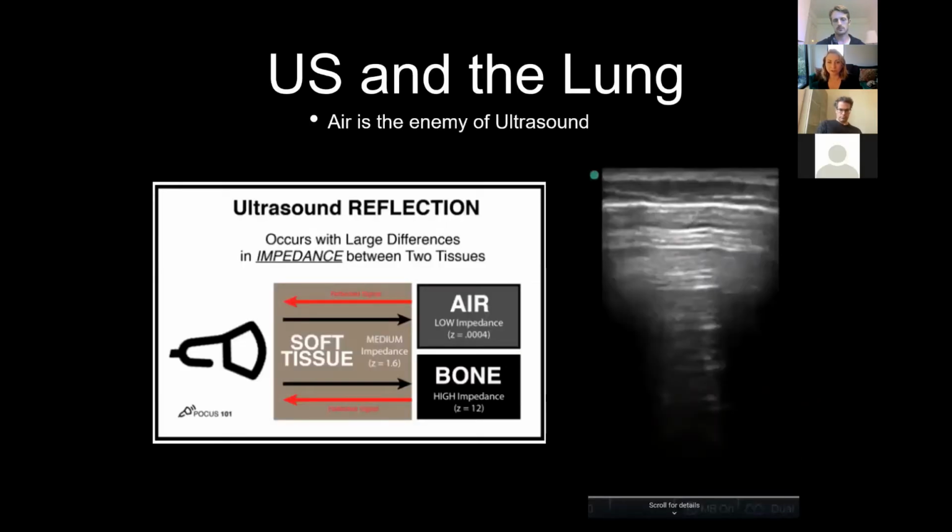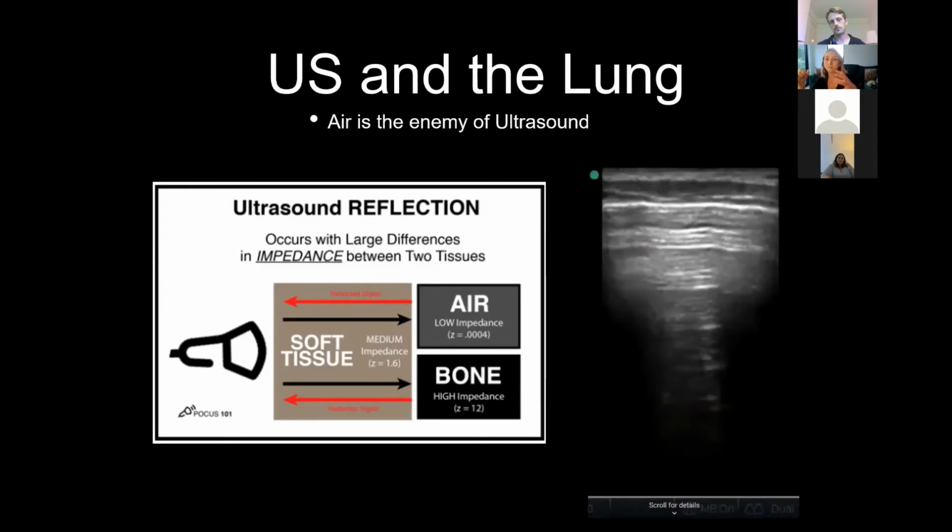So ultrasound in the lung, I imagine some of you have done some already, so this will be a little bit like teaching you to suck eggs, but air is the enemy of ultrasound. I'm sure you've noticed that if you stick your probe on the abdomen for an aorta scan, if they've got lots of bowel gas there, it's all very, very difficult. So why does that happen? It's all to do with acoustic impedance, so how easily the ultrasound travels through tissues.